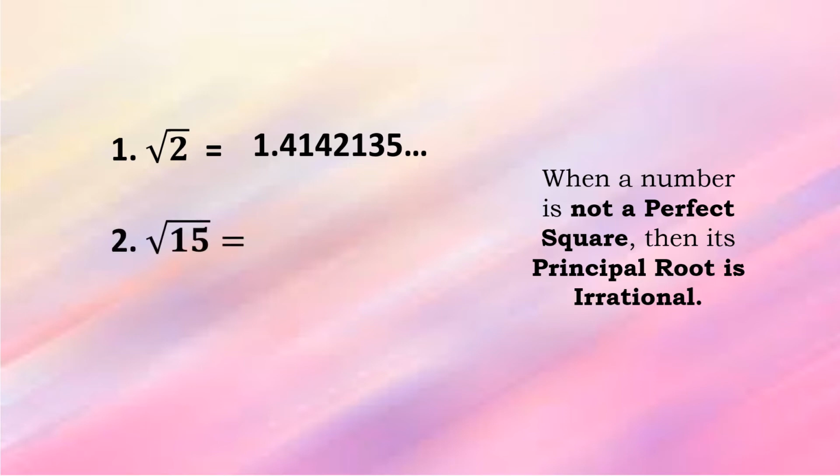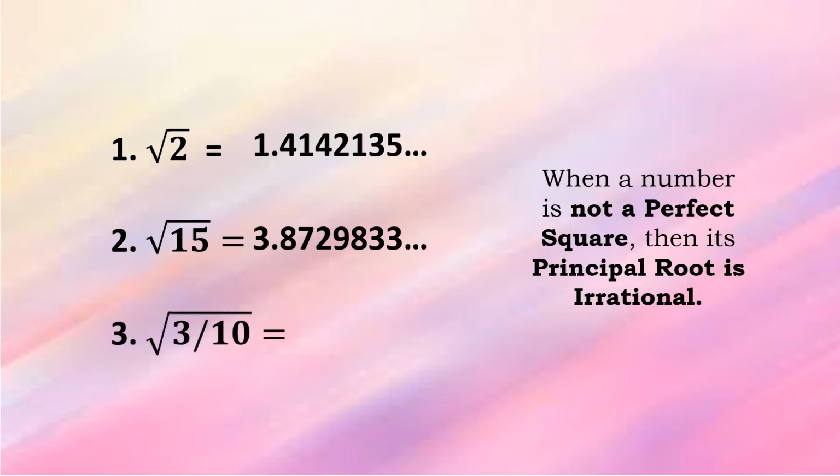Number 2. Square root of 15. Can you think of any number that when multiplied by itself will give an answer of 15? None. We can say then that 15 is not a perfect square. Its principal root is a non-terminating and non-repeating decimal number. Therefore, the principal root of square root of 15 is irrational.